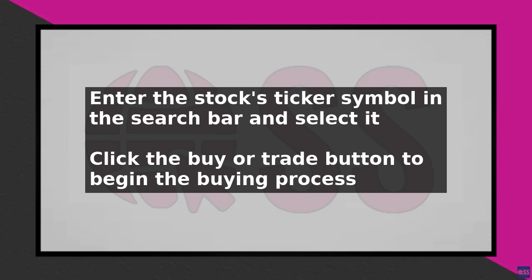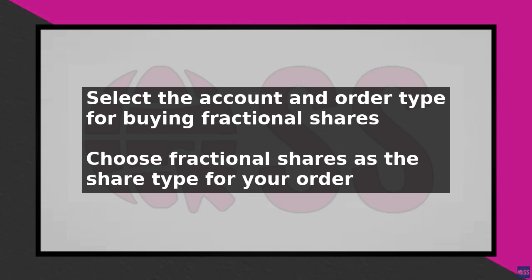Now, select the account you want to use to buy the stock, such as your brokerage account or IRA. Choose the order type, which in this case will be a market order, and select the share type as fractional shares. In the quantity field, enter the dollar amount you want to invest in the stock, rather than the number of shares. For example, if you want to invest $100 in Apple stock, you would enter 100 in the quantity field. Fidelity will then calculate the corresponding fraction of a share based on the current market price.